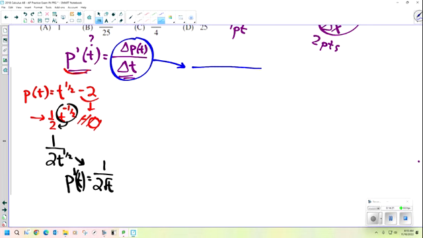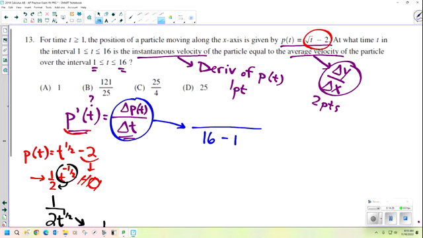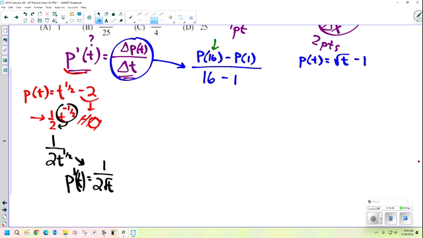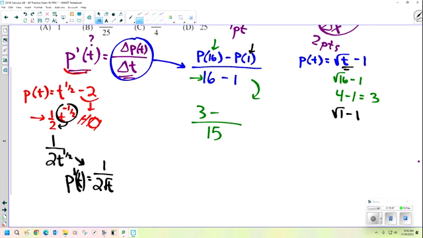Well, my change in time goes from 16 to 1. If you didn't know that, that's the interval they give us here. Which means I need to find p of 16 and subtract p of 1. Remember, my p was the square root of t minus 1. So if I put a 16 in there, the square root of 16 minus 1 is 4 minus 1, which is 3. So now I've got 3 in the top. The bottom here, 16 minus 1 is 15. Now I have to throw a 1 into this t. So the square root of 1 minus 1 is 1 minus 1, which is 0. So I end up with 3 over 15, which reduces to 1 over 5.